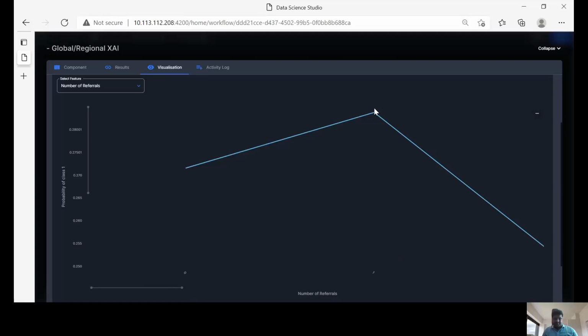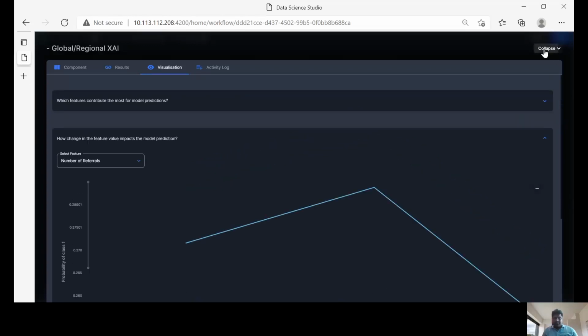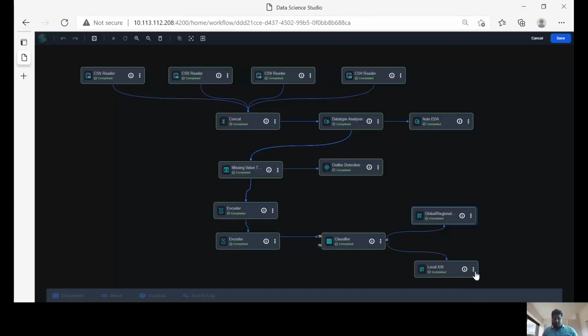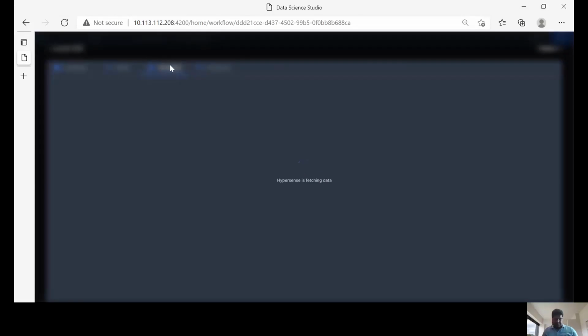But the people who have made referrals of one or zero in the past are more likely to churn, right? That's very interesting behavior in the data. In the same way, we can look into the specific explanation of each individual customer. So if we believe there are certain high value customers, we can see how the model is behaving among those high value customers.